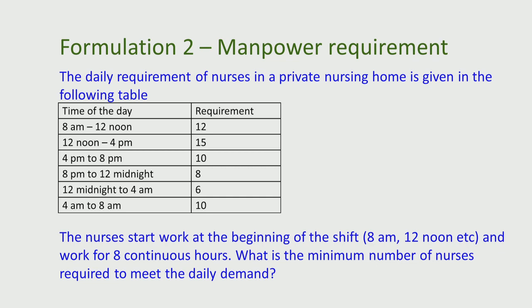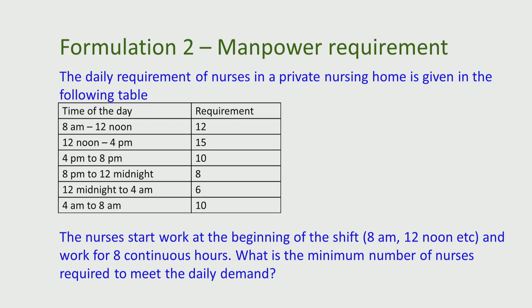The nurses who come to work can start work at the beginning of any of these 6 slots, which means they can start working at 8 a.m. or 12 noon or 4 p.m. or 8 p.m., 12 midnight and 4 a.m. They can start working on any of these hours, and they work for 8 continuous hours. What is the minimum number of people required to meet the daily demand?